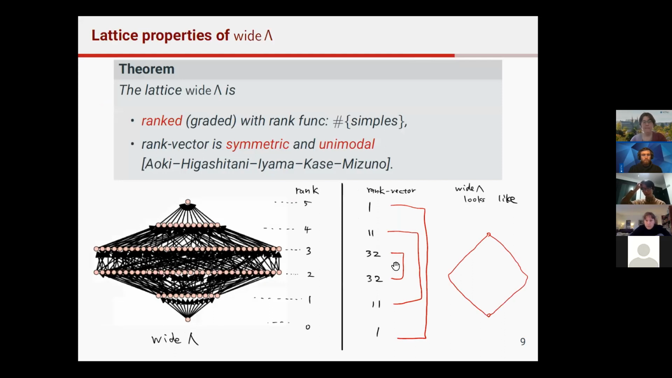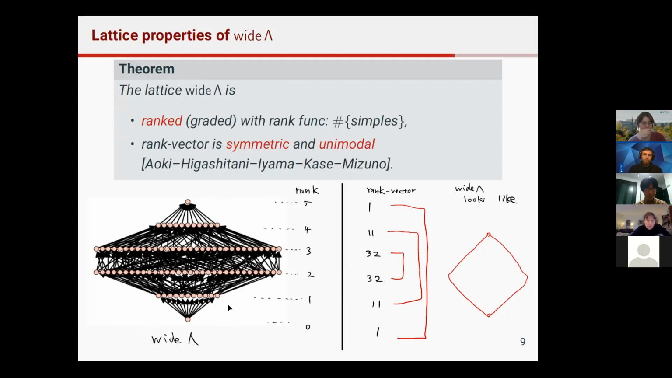Finally, I would like to talk about some lattice theoretical properties of the lattice of wide subcategories and some conjectures. I think the lattice wide lambda is a very interesting object. For example, we can prove that the lattice wide lambda is a ranked lattice, or graded lattice, with rank function given by the number of simple objects of wide subcategories. For example, this is the Hasse diagram for some algebra with maybe rank 5. This looks very beautiful.